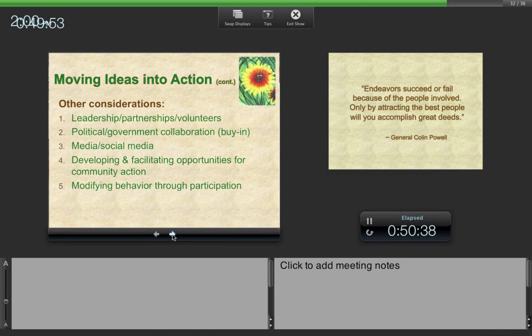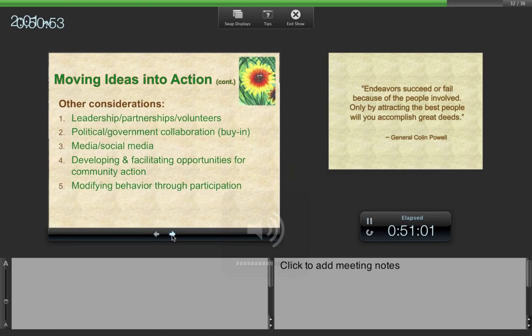What we're basically working towards is modifying behavior through participation. So always maximize your participation, include people. And many times people don't volunteer until they're asked. And when they're asked, some of our best volunteers have come through recruitment.